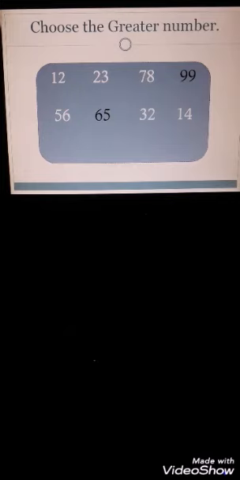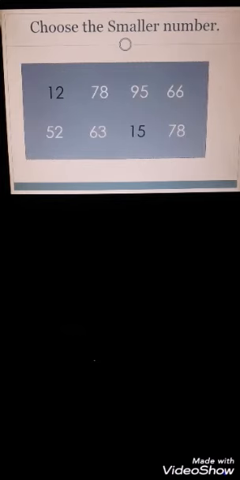In the next line, 56, 65, 32 and 14. First we have to compare the tens: 5, 6, 3, 1. 6 is the biggest ten, so 65 is the greater number in this line.